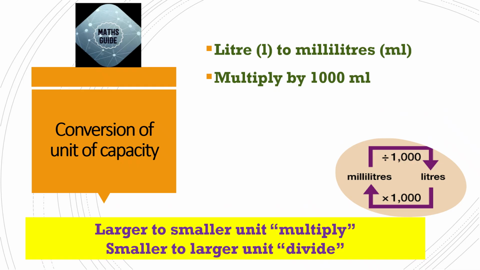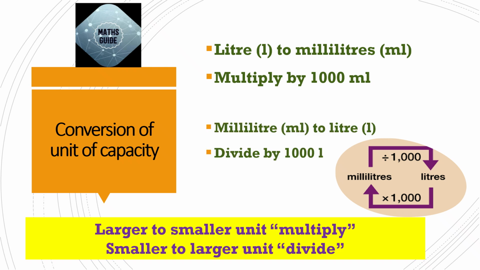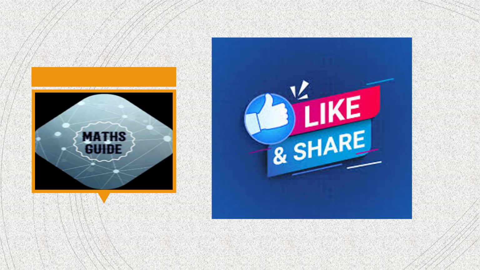For conversion of units from liter to milliliter, the rules are the same. We will multiply by 1000. And to convert from milliliter to liter, we will divide by 1000. So this was all about mass and capacity.